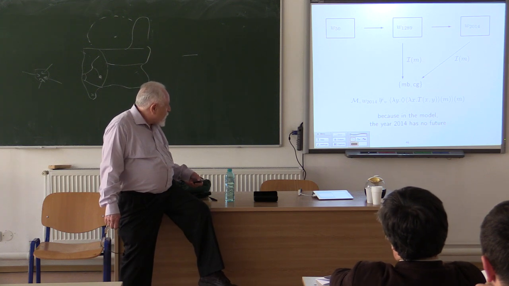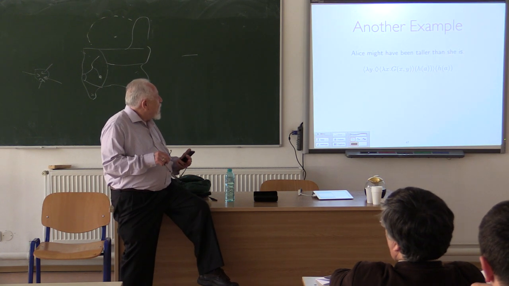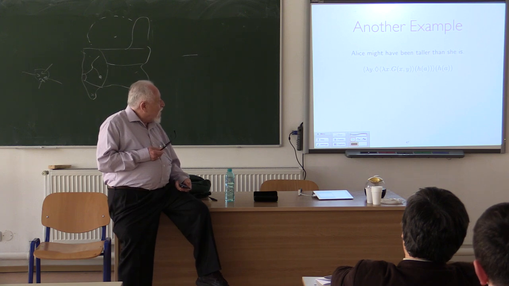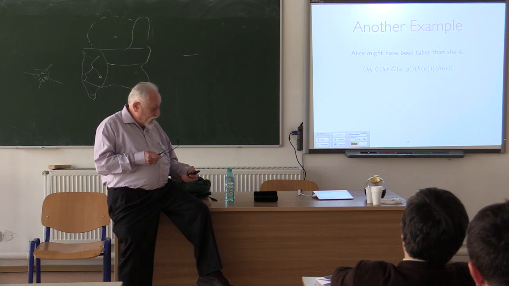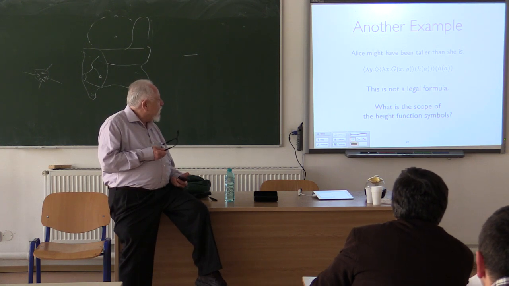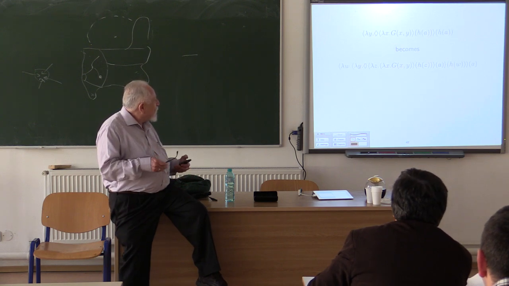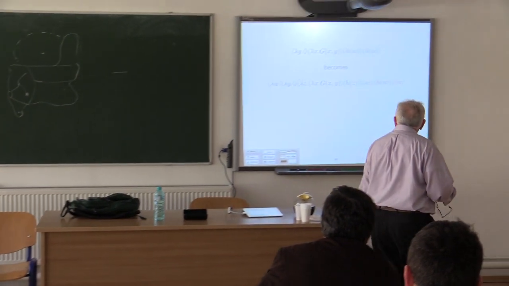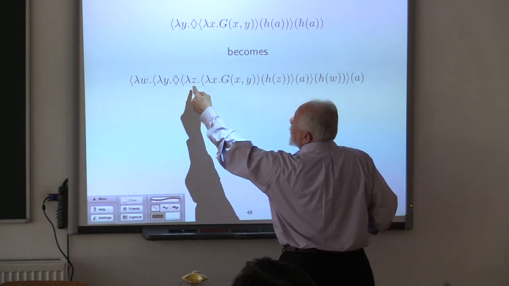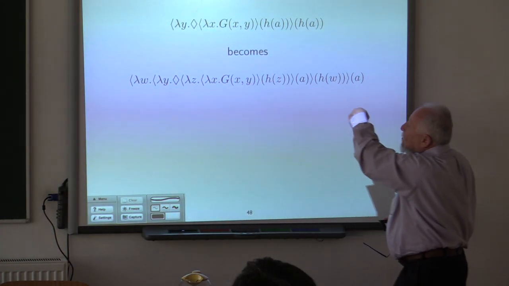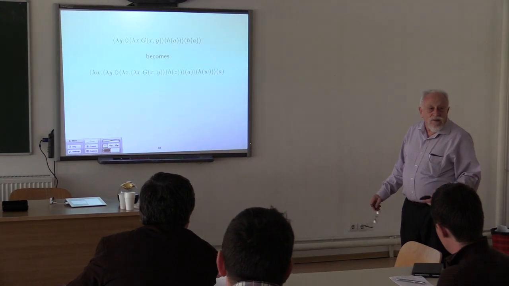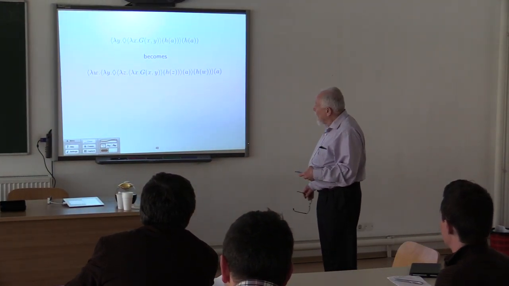All right. So here's another example. Alice might have been taller than she is. I originally formulated it this way, but this is not a legal formula. I have that A conveyed. So what we need to do is disambiguate the scope of the height of Alice symbols. Well, this is one way of doing it. It's the way I showed you before. H of Z, the Z gets associated with the A, and so on. So if you just unwrap this, it looks like the thing that I had before. But this is a legal formula.